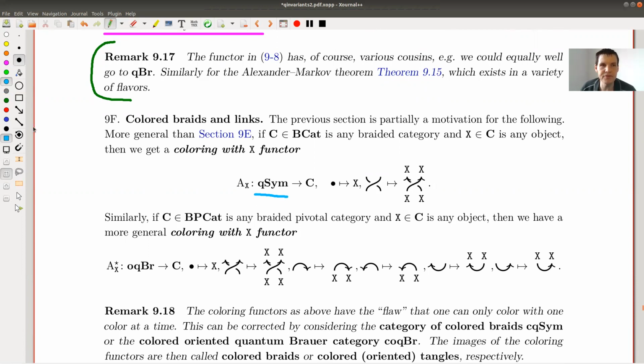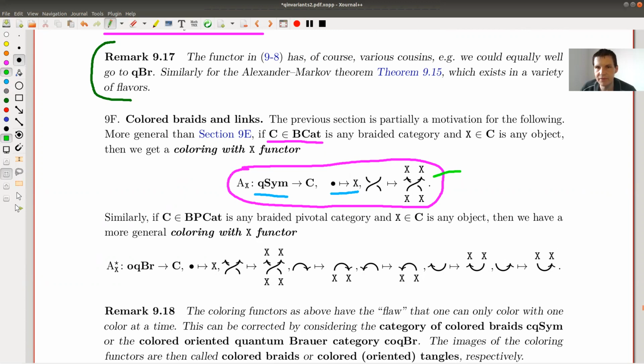And all I want to do is the following. So I fix my target category, which is some kind of reasonable braided category. And you can color everything by a chosen object in your category. And this just works as follows. You send your generating object of QSIM to X, and you send the generating morphisms to the corresponding braiding. And this depends on my choice X, of course. So I have a bunch of those functors.